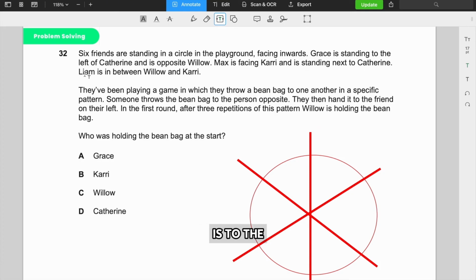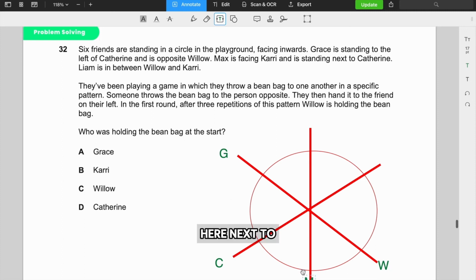So Grace is to the left of Catherine. So let's just say Catherine is here, then Grace is here, okay? So Grace is left of Catherine and is opposite of Willow. So Grace is opposite of Willow. So Willow has to be here. Max is facing Kari and is standing next to Catherine. So Max must be here because there's no more space next to Catherine. So Max is here next to Catherine and facing Kari. So Kari must be here. And that leaves us with Liam here.